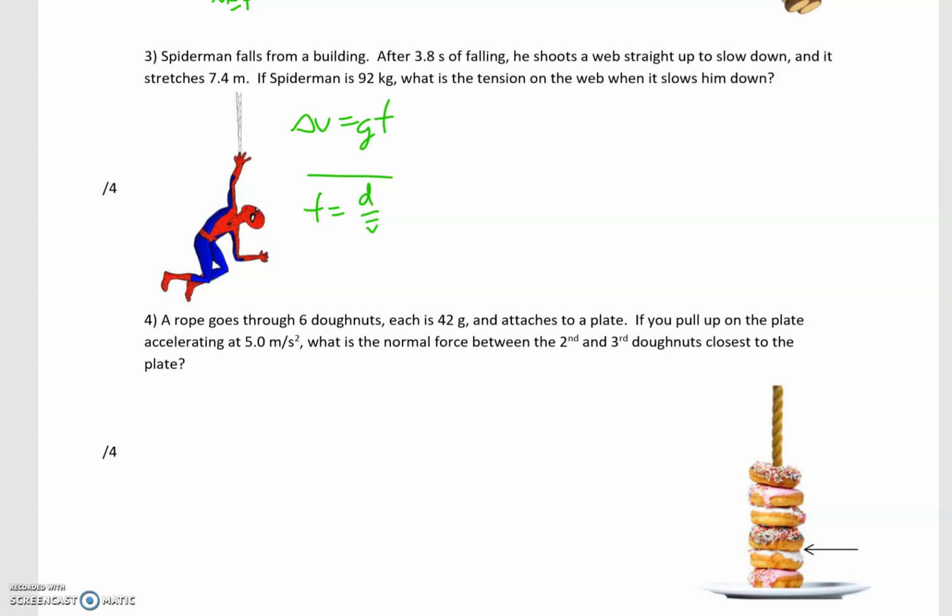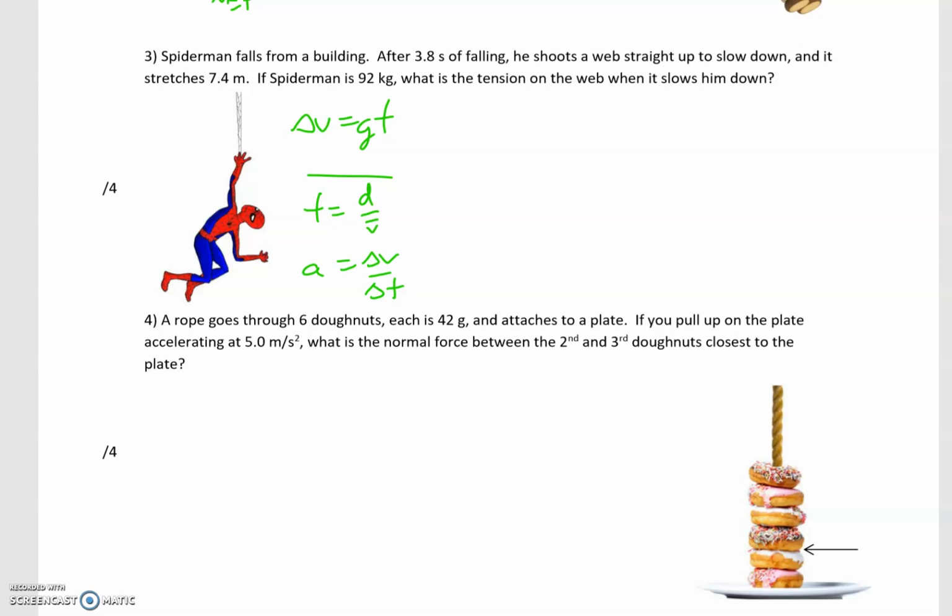And if I know the time it took him to stop, I can find the acceleration that was used in order to slow him down by doing the change in V, using the answer I got from the V equals GT at the top, and dividing by the time I just found, to find the acceleration of Spider-Man when he was slowing down. So then to find the tension, of course, that's forces.